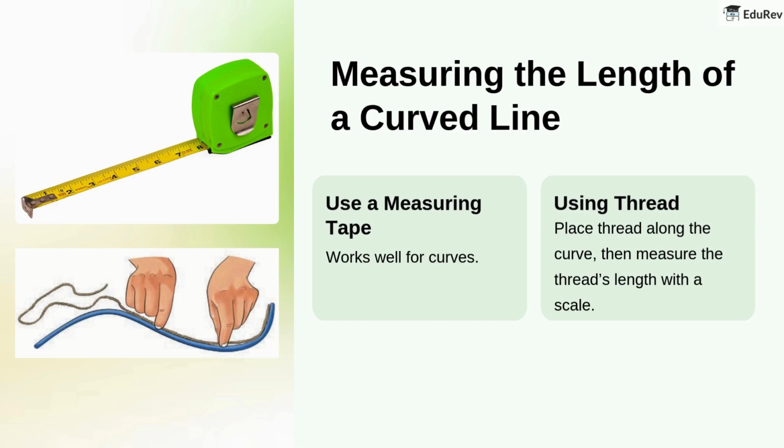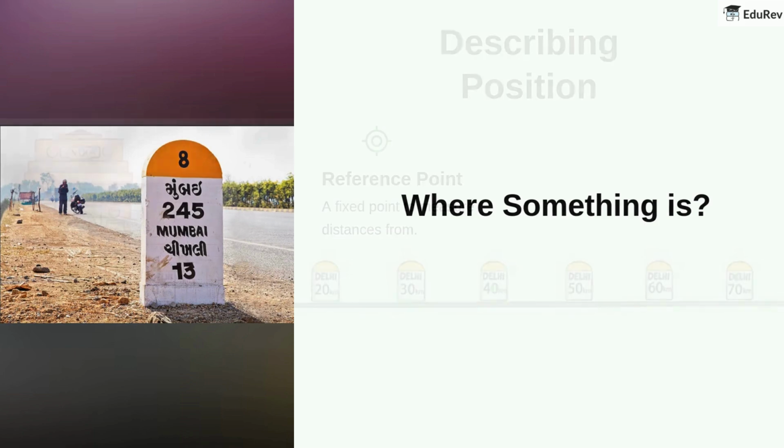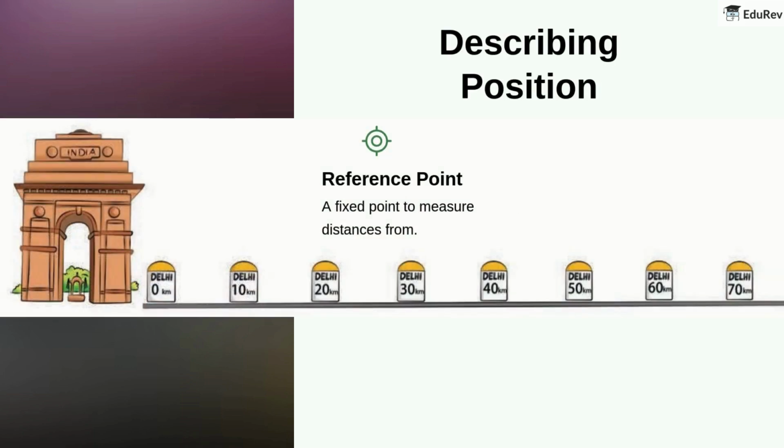Now that we know how to measure straight and curved lines, let's talk about how we describe the location of a thing or where something is. Describing position. To describe position, we use something called a reference point. Imagine you're on a road trip and you see kilometer stones along the highway. Each stone shows how far you are from a certain city, like Delhi. In this case, Delhi is our reference point, or the home base we measure from. It helps everyone understand exactly where they are.